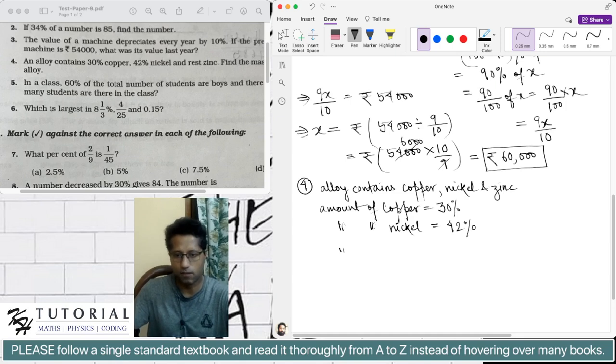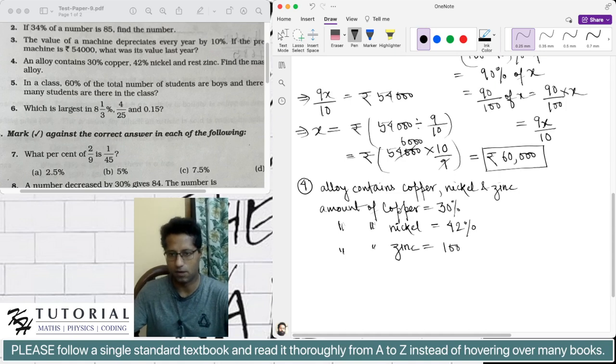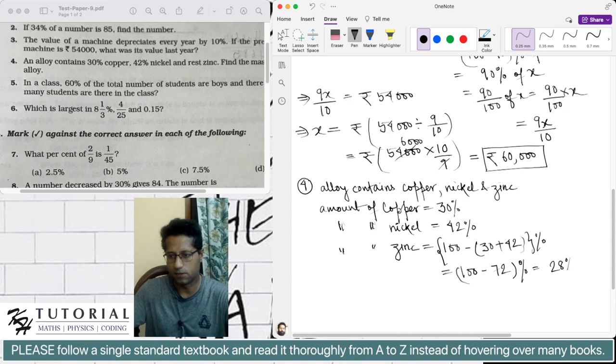So the amount of zinc as a percentage will be equal to 100. 100% is the total amount of the alloy, and the percentage of zinc will be 100 minus 30 plus 42 percent. This is equal to 100 minus 72 percent, which is equal to 28 percent. So the amount of zinc in the alloy is 28 percent.